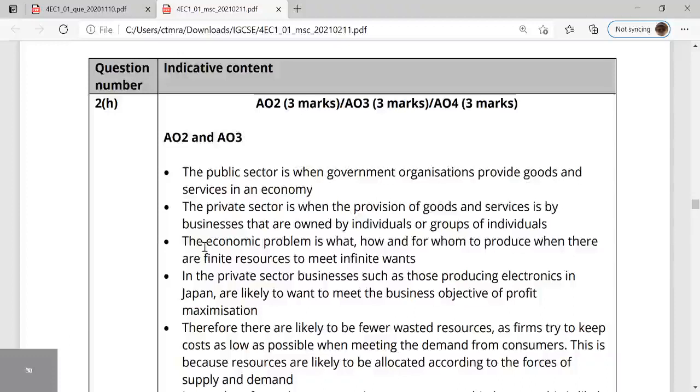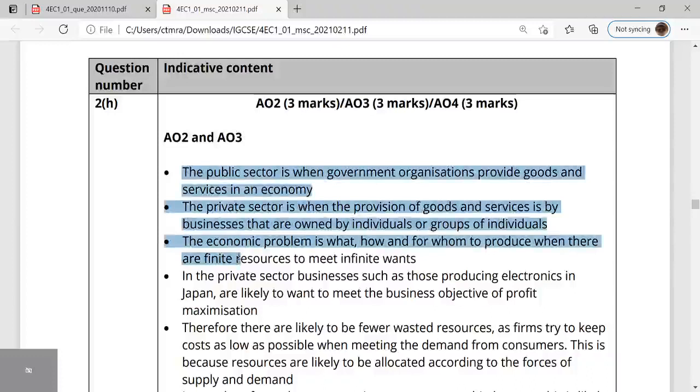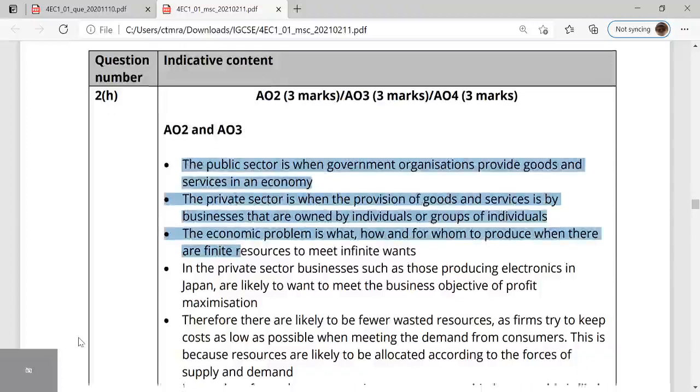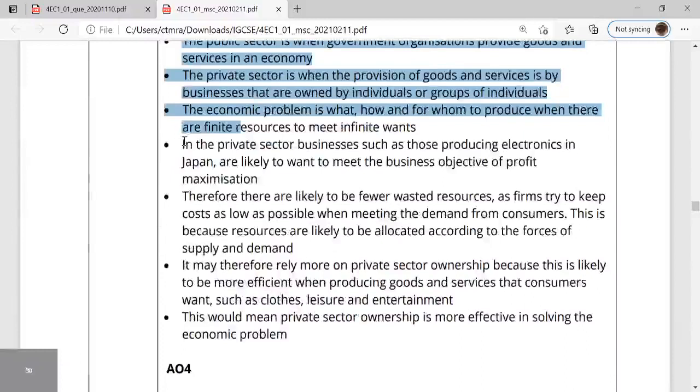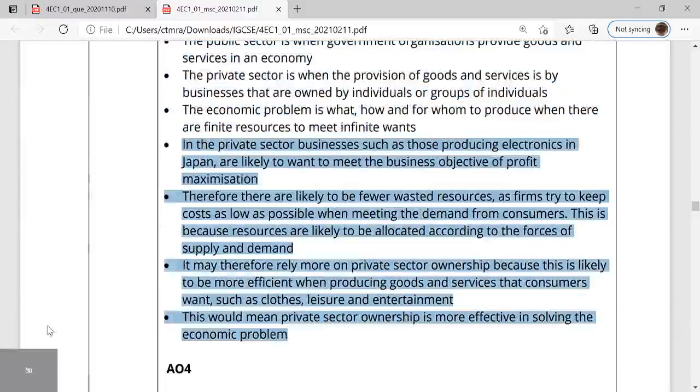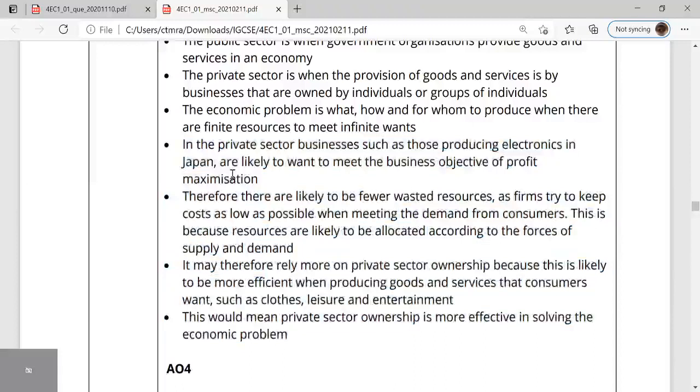So that's the first part. You're mentioning three definitions, and in the next part, what will we do? We'll try to link it with the case, and try to support what the case is saying, that the private sector is providing in some country. See what's there: in the private sector, businesses such as those producing electronics in Japan are likely to want to meet the business objective of profit maximization. Profit maximization is an important thing. Because of profit maximization, what will the firms do? They will try to keep their cost low, and they'll try to provide high quality services, forces of demand and supply.